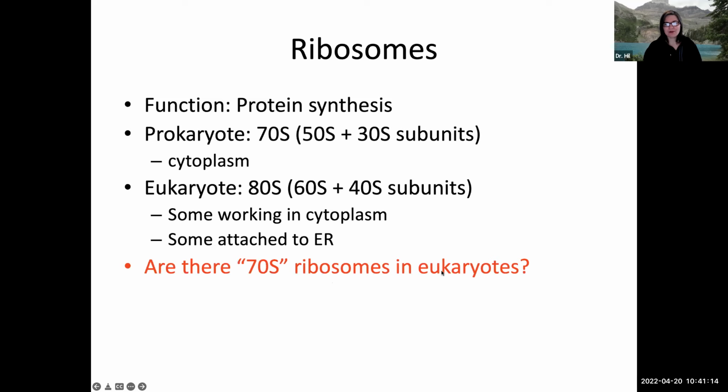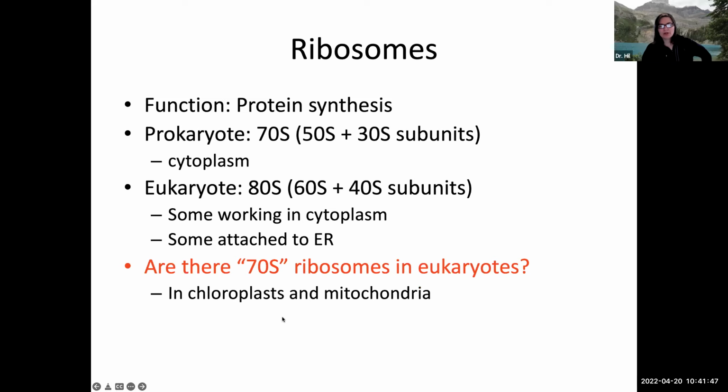Are there 70S ribosomes in eukaryotes? Yes or no? There can be, and there frequently are. Raise your hand if you could explain why that's the case. Where are they in the cell? Raise your hand. Stephanie, go ahead. They're found in the chloroplasts and mitochondria.